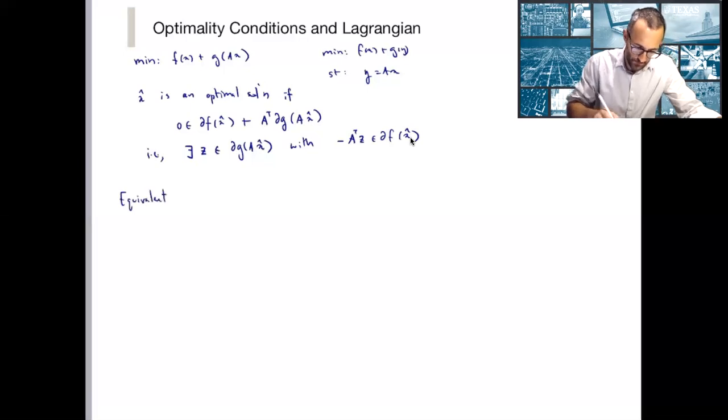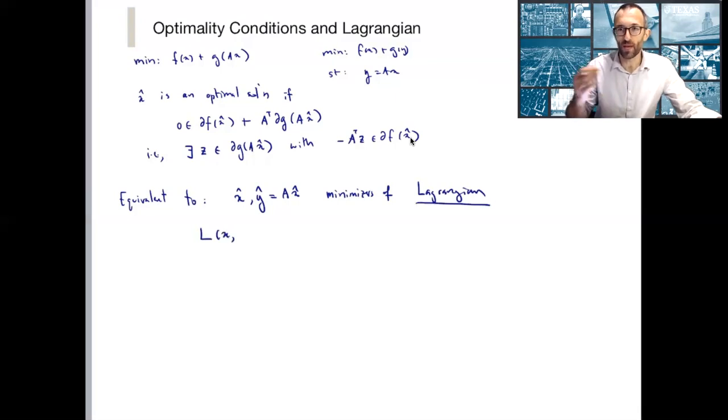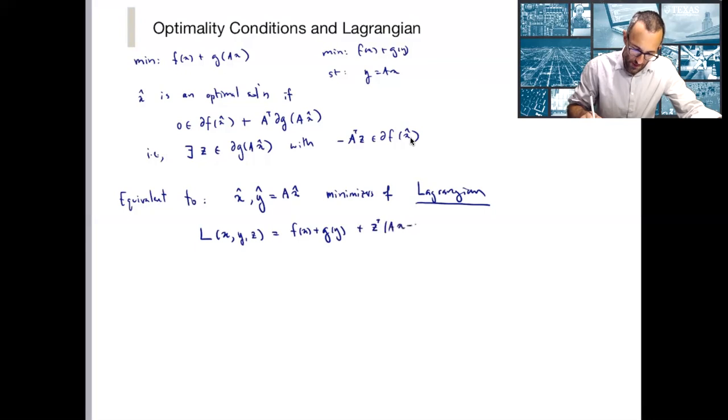This is equivalent to saying that we have x hat and y hat equal to Ax hat that are minimizers of the Lagrangian function, which I'll define now. So the Lagrangian is a function of the primal variables and the dual variables. So x, y, my primal variables, and z, and it's just equal to f of x plus g of y plus z transpose (Ax minus y).